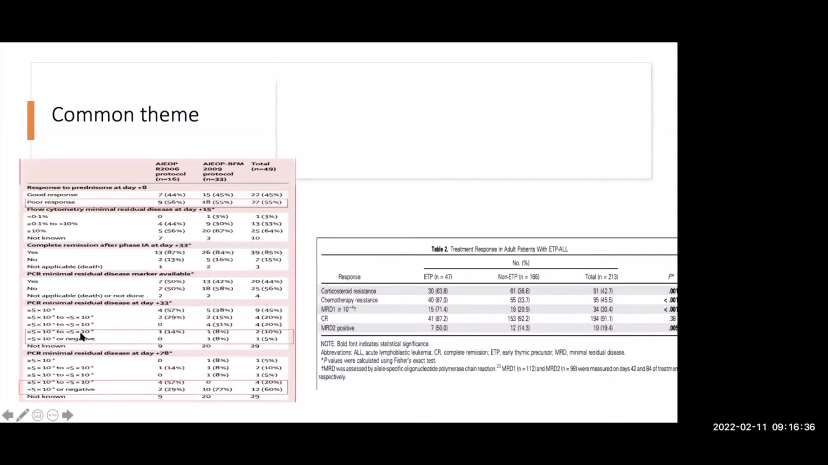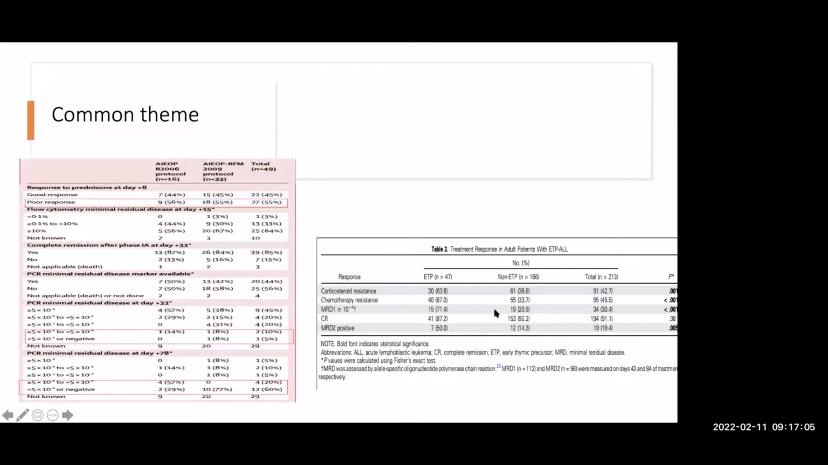As we can see, for less than 5 times 10 to the power minus 4, only 14% of the patients with ETP-ALL in the BFM 2006 study, and in the BFM 2009 study only 8%, had MRD negativity. However, the patients had increased MRD clearance after phase 2 of induction. As one can see, 57% of the patients attained MRD negativity at the end of phase 2.